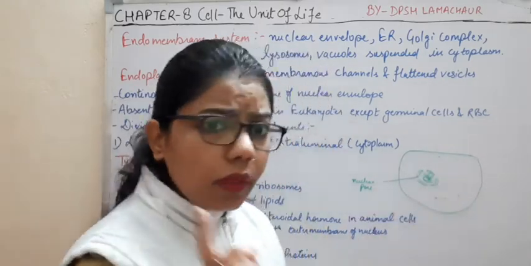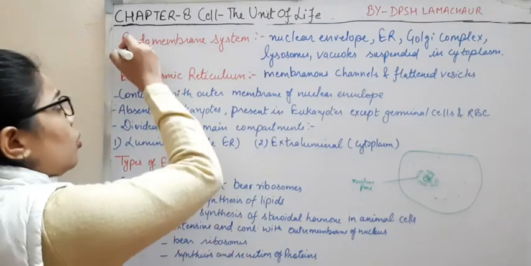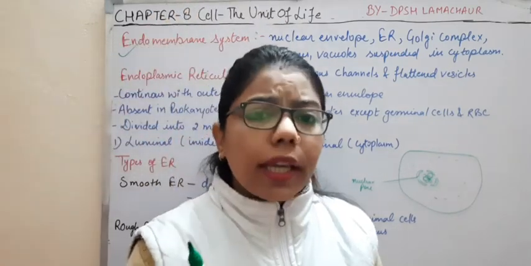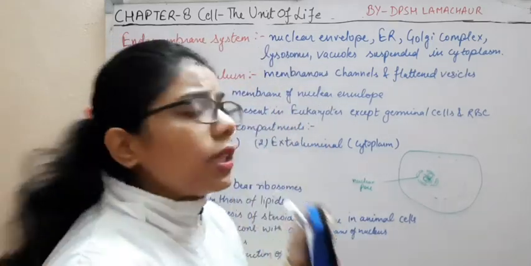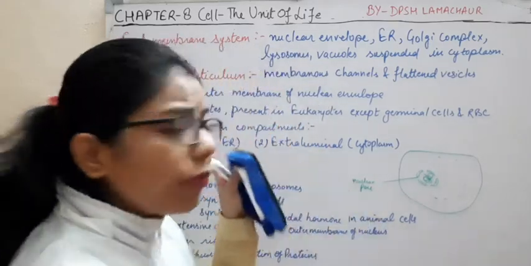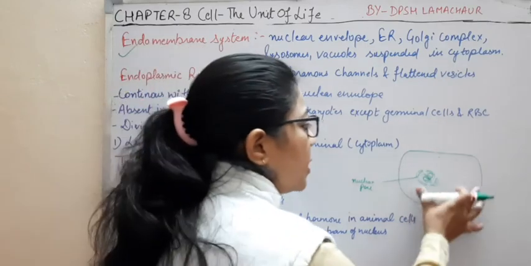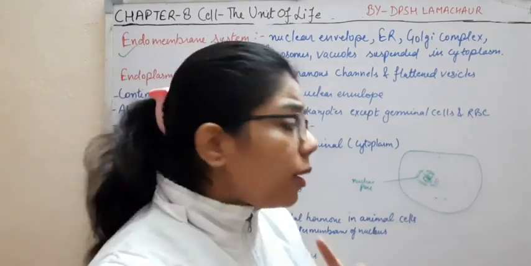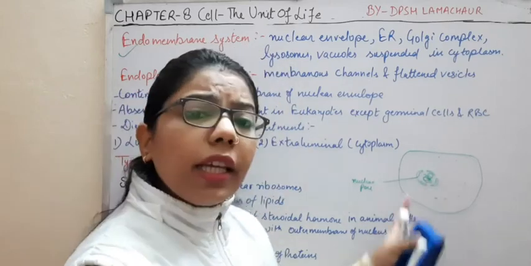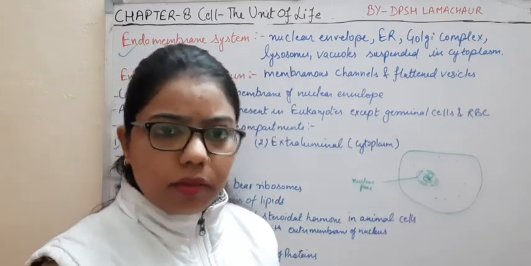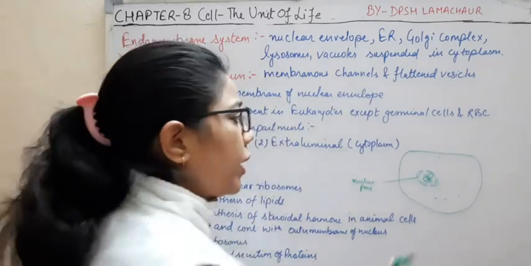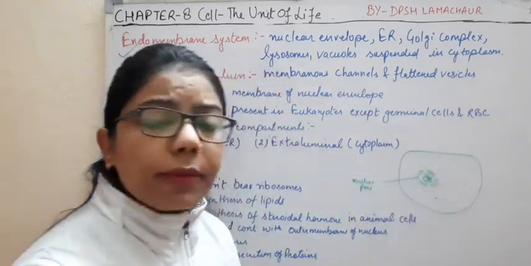The topic we are going to start is the endomembrane system. Endomembrane system refers to those systems in which all the things are present in the cytoplasm. Yes, the nucleus is also present in the cytoplasm, but we are not discussing the inside of the nucleus. We are going to start with whatever is present in the cytoplasm.